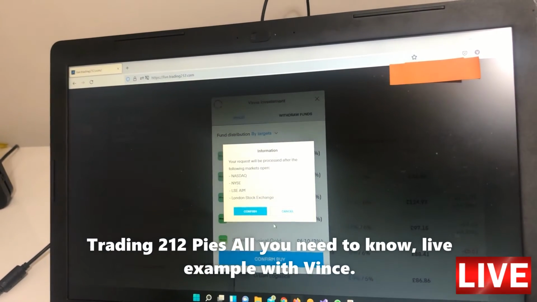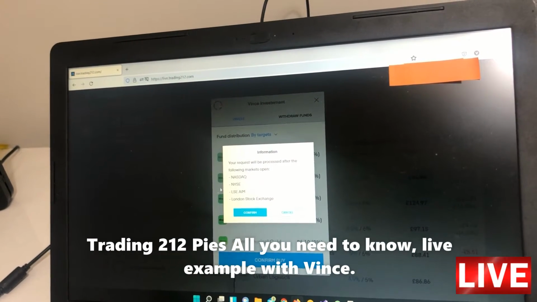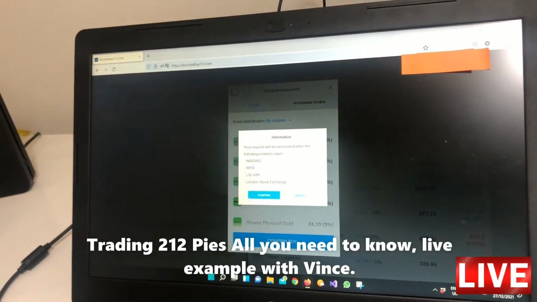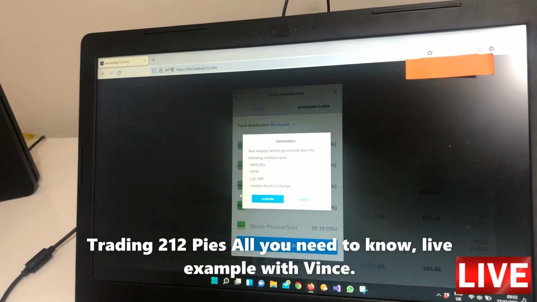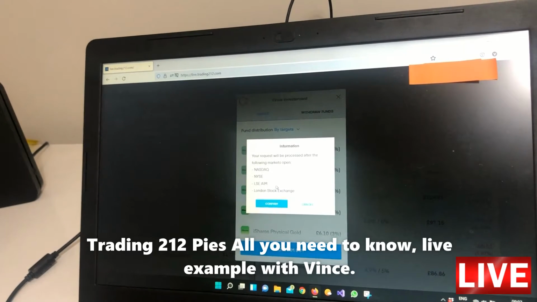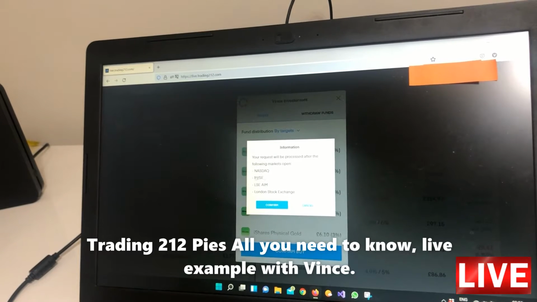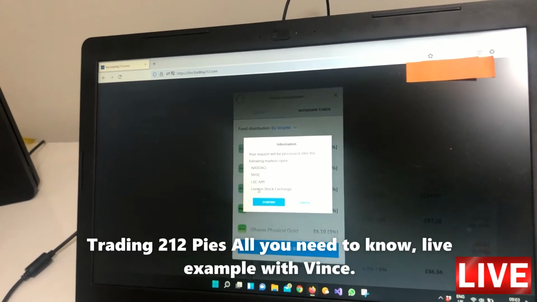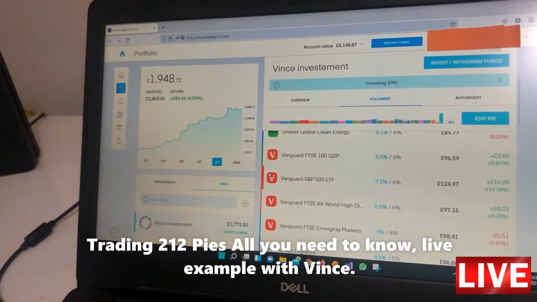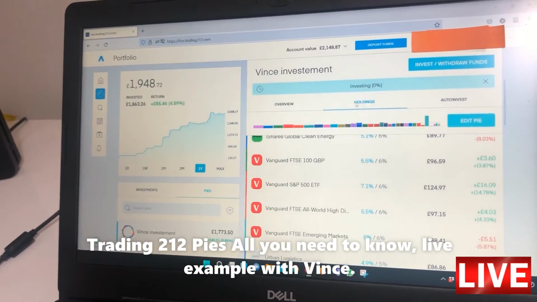I'm going to get a pop-up because today some of the exchange markets aren't trading. I will see the updates come in over the next few days. Today is the 27th, so actually it's a bank holiday today and tomorrow in the UK, so I'm not going to see any activity on the London Stock Exchange for some time. And that's it. I'm now investing.